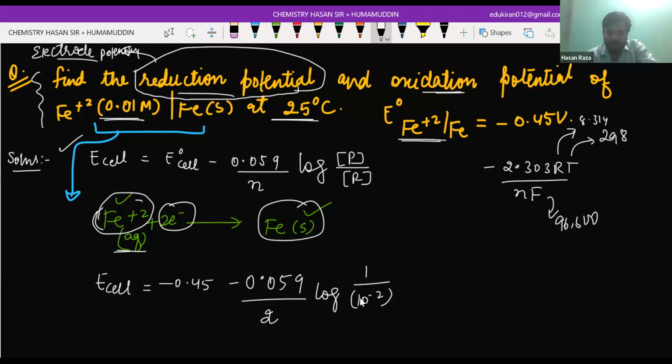Should I solve it, or are you able to solve it? I'm able to solve. No.